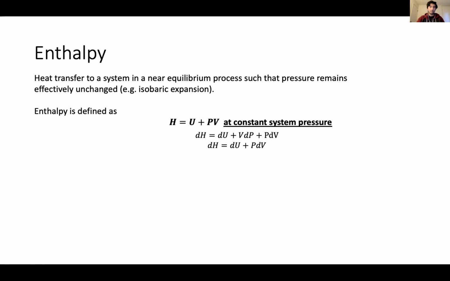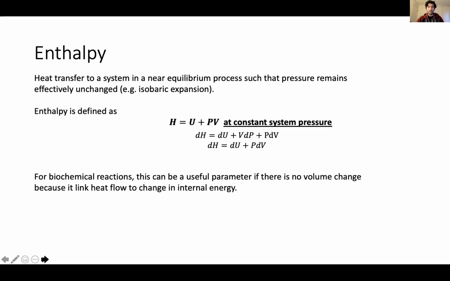So the previous graph that we showed would not be a direct application of when you could use enthalpy, because the system pressure slowly decreases over time. But in a case where you have isobaric expansion, meaning that you heat a cylinder in a way that the pressure stays the same but it slowly expands, that would be a case in which you can use enthalpy. But this is going to be discussed in more detail later. And it's useful to link internal energy and heat flow for biochemical reactions, which you'll see in later portions of the course. So that's all I have.